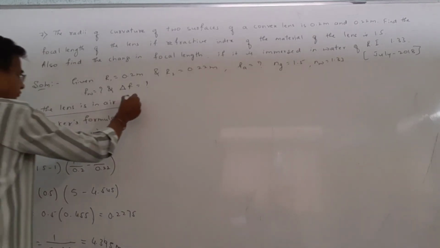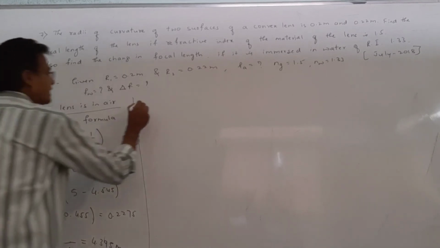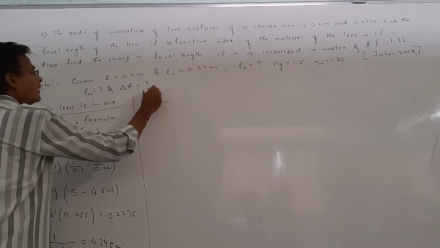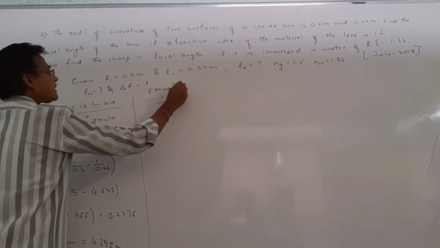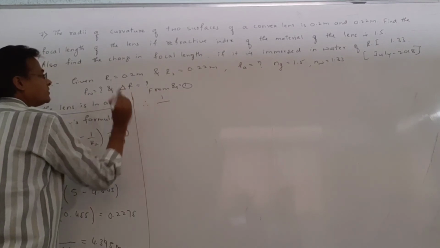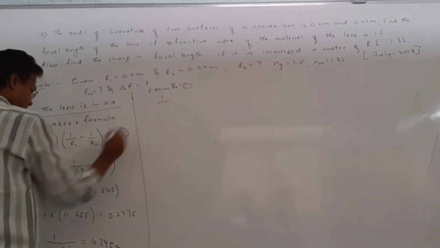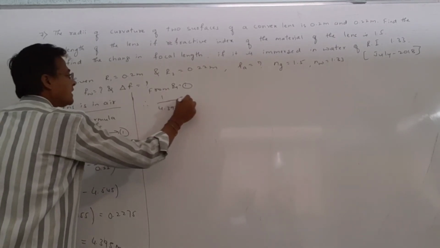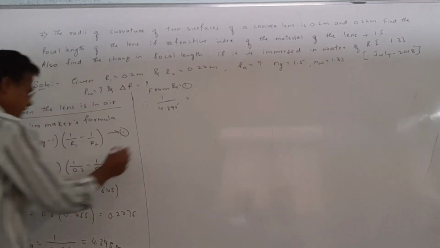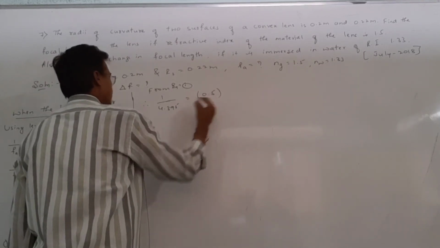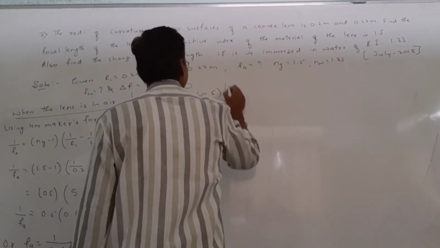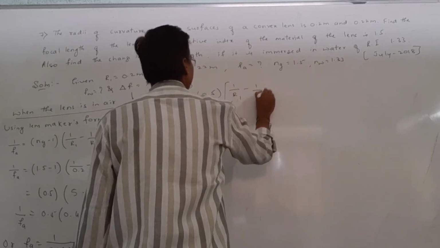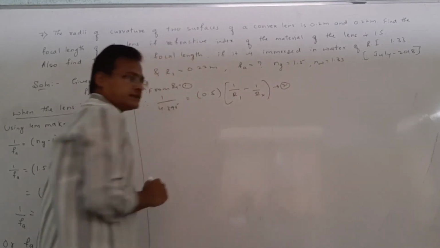Okay, focal length in water. Again we can use this formula. So from equation 1, we are using that 1 by FA. FA value is 4.395 equal to, this is 0.5 bracket 1 by R1 minus 1 by R2. So this is equation 2 we can write.